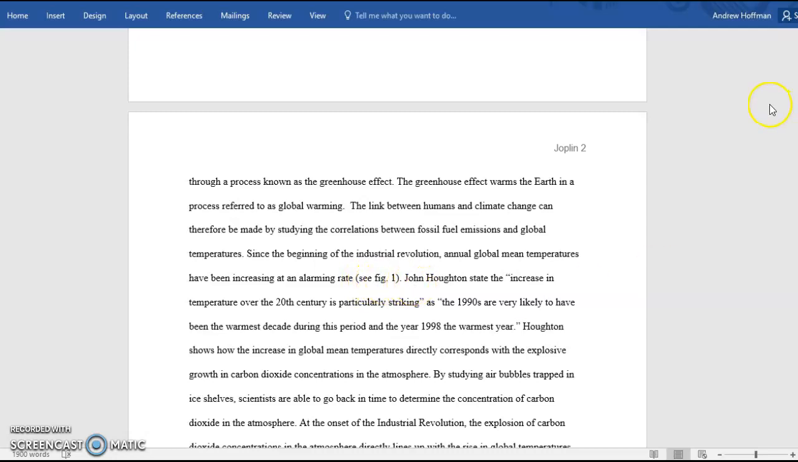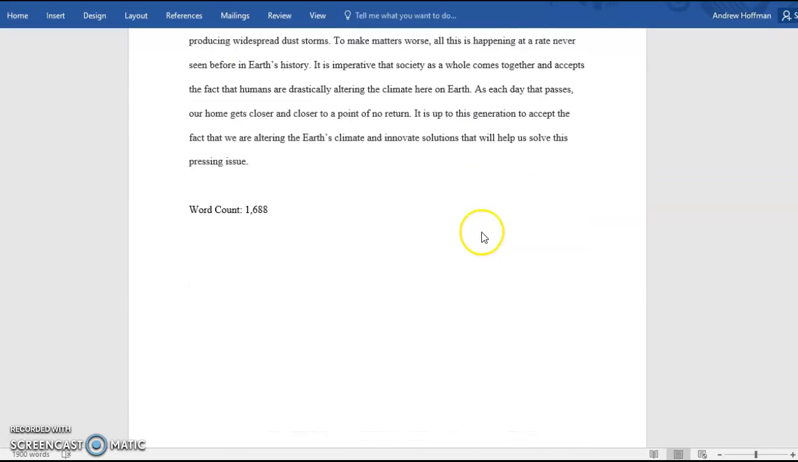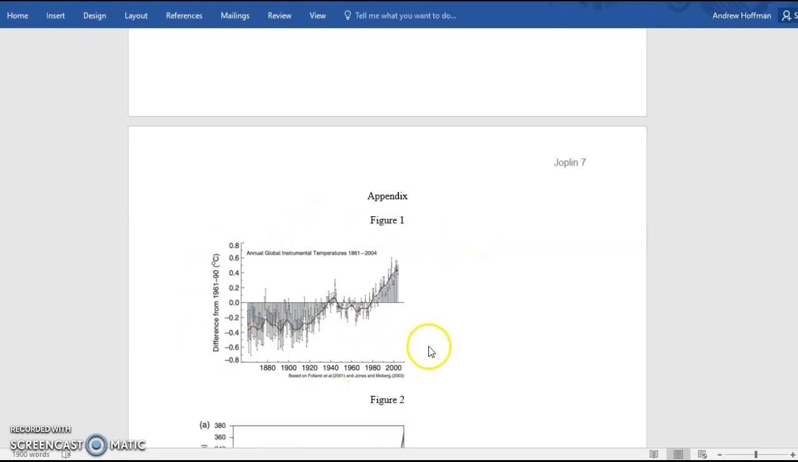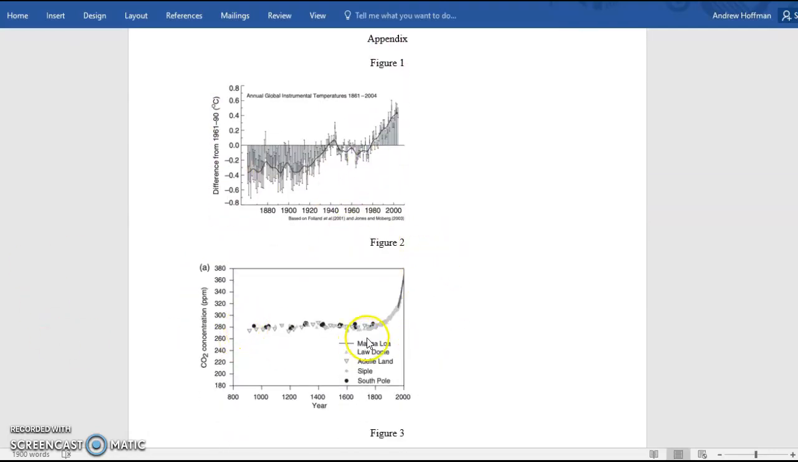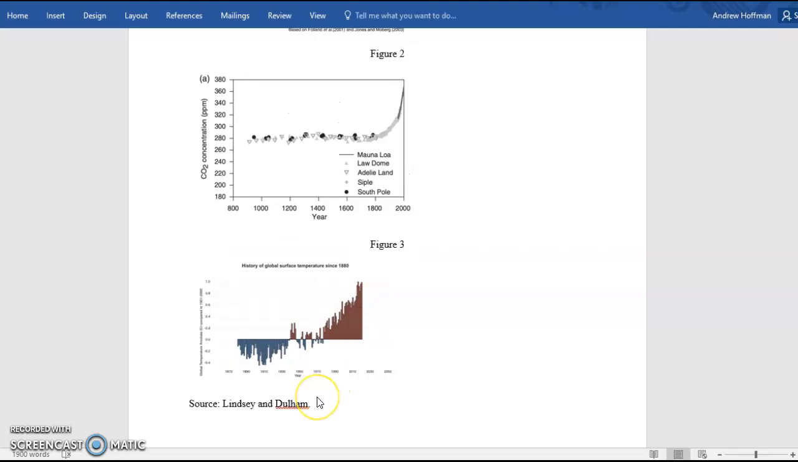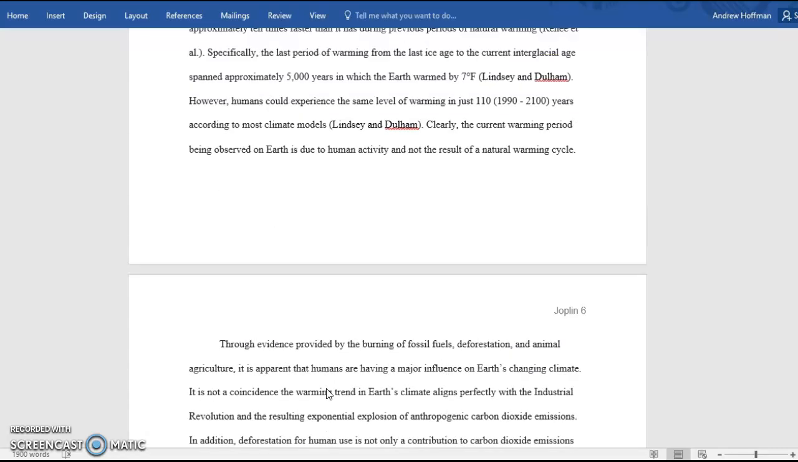See figure 1. So if you don't mind, I'm just going to scroll very quickly here. And we have our appendix, and there is figure 1. Then you can also scroll down and see figure 2, figure 3. Now all three of these sources are from our same source, Lindsay and Dalham. If they were from different sources, I would have to mark them differently. I would have to mark each one separately. That did not have to happen in this particular case, but that may be a little unusual.